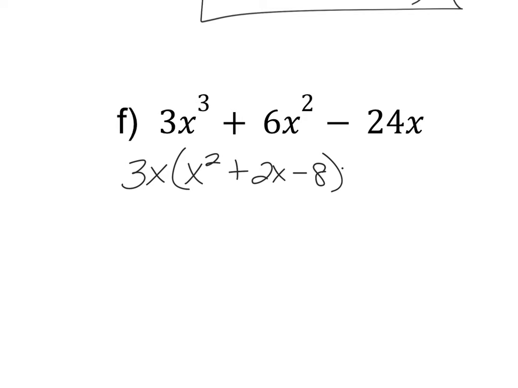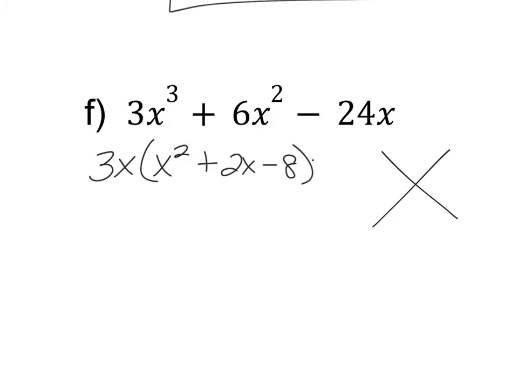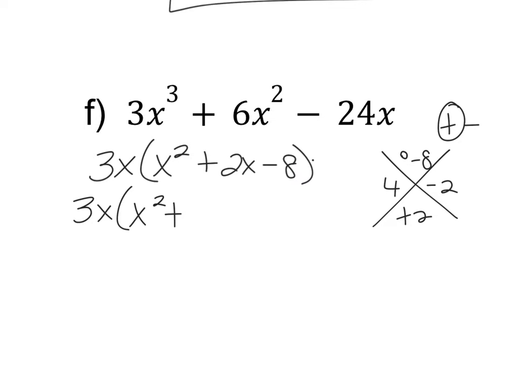So let's go ahead and see. We're going to leave that 3x out front. We need something that multiplies to be -8 and adds to be 2. So since it multiplies to be -8, we know we need a positive and a negative. Since it adds to be a positive, we know the bigger number needs to be positive. So let's go ahead and do this. This looks like it would be +4 and -2. Yes. So get it all written out. So 3x times x squared plus 4x minus 2x minus 8.